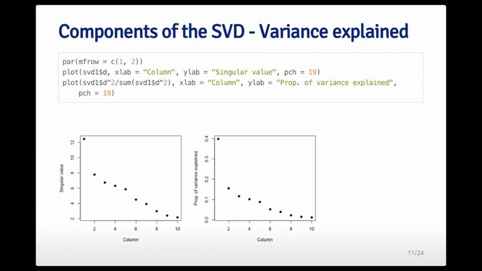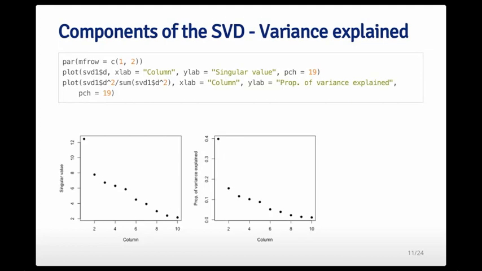Another component of the singular value decomposition is known as the variance explained. This comes from the singular values that are in the D matrix. Remember, the D matrix is a diagonal matrix, so it only has elements on the diagonal. You can think of each singular value as representing the percent of the total variation in your data set that's explained by that particular component. The components are typically ordered so that the first one explains the most variation possible, the second one explains the second most, etc.